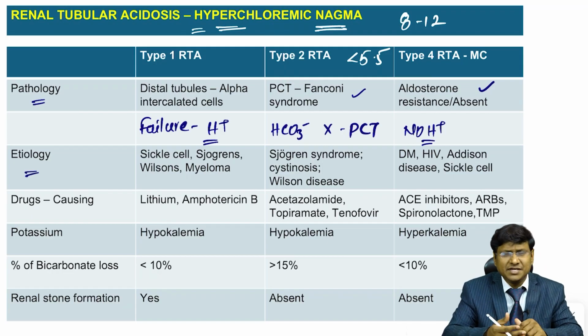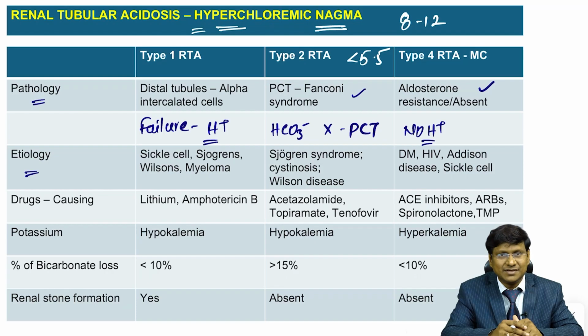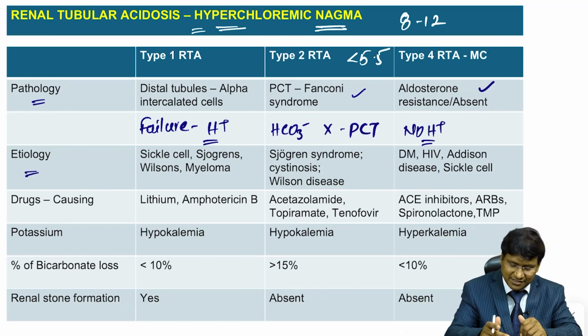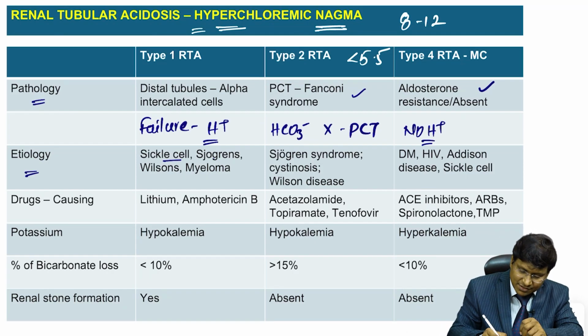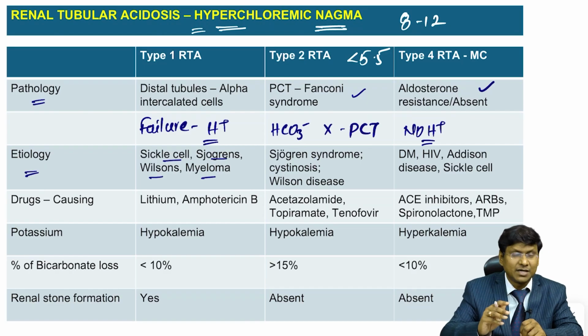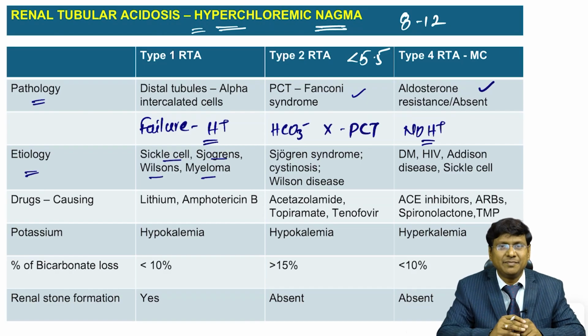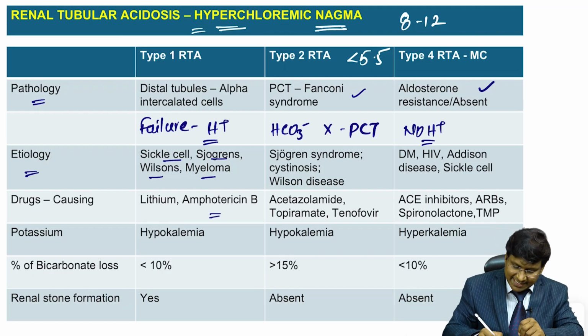Then if you take the etiology, we have some systemic causes as well as drugs. The systemic causes for type 1 renal tubular acidosis are sickle cell, Sjögren's, Wilson's and myeloma. And the drugs that will cause type 1 will be lithium as well as amphotericin B.